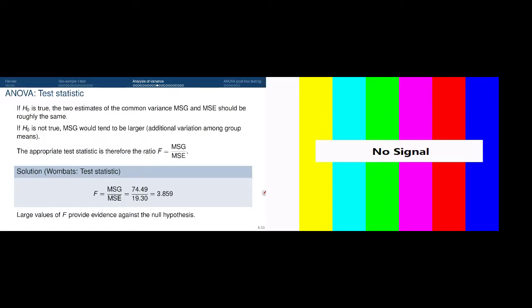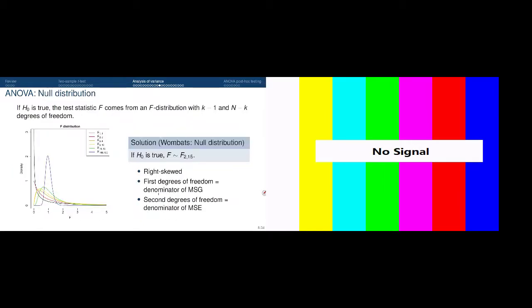So from the test statistic, we can compare that to the null distribution and get an idea on whether we should be rejecting the null or not. So the F distribution we haven't looked at, but the F distribution is a strictly positive distribution. It's skewed to the right. And you can see here for different degrees of freedom how the shape of that distribution changes. So in our case, we had three different groups. So the first degree of freedom is going to be 2, which is K-1, and we had 18 measurements in total. So the second degree of freedom is going to be N-K, 18 minus 3 is 15.